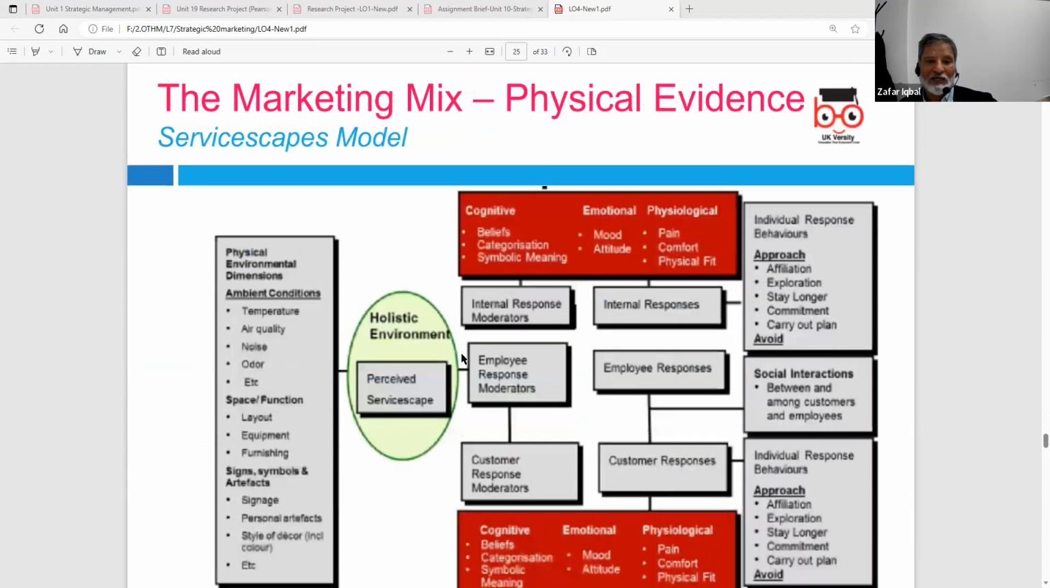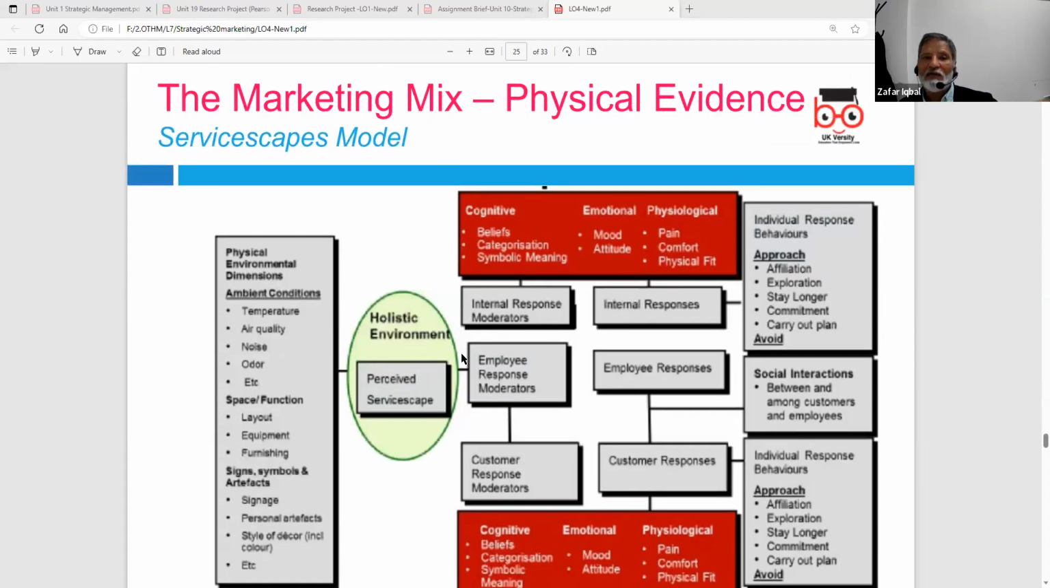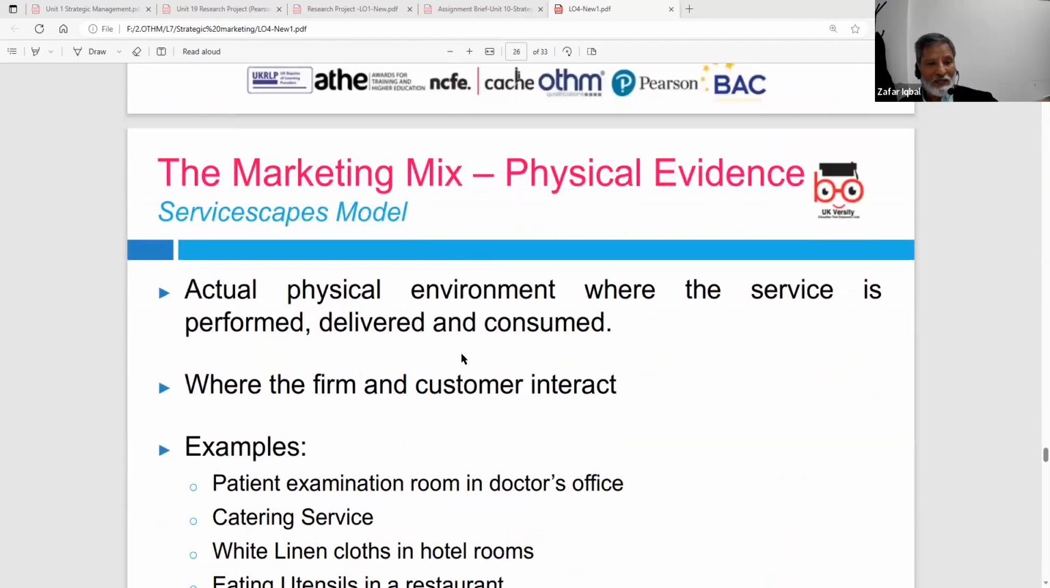Okay. You can see physical evidence in different places and different types. You can see models of places. You can see physical evidence as a servicescape model in this particular example. Physical evidence is very important when we are talking about the firm and the customer when they interact. We are talking about a firm and the interaction of customers. The physical environment is where the actual service is performed, delivered, and consumed. This is very important.